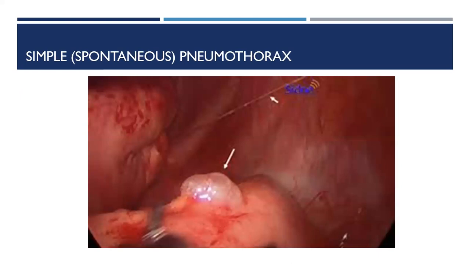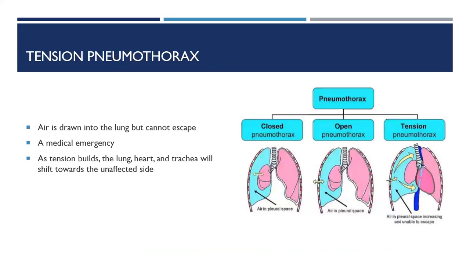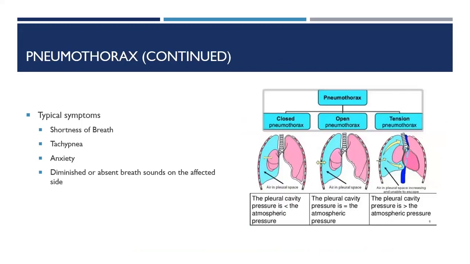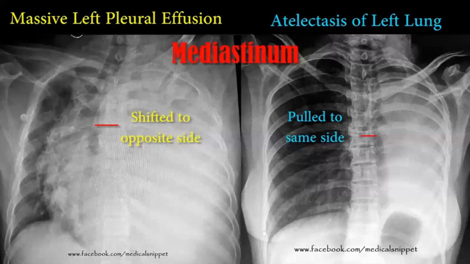So this is what a simple spontaneous pneumothorax looks like. The lung will pull away and then will just pop. Tension pneumothorax, we've talked about. It's a true medical emergency. Tracheal deviation with tension pneumothorax. So with this, your patient is going to be very anxious. They're going to be breathing fast and shallow, and they will have absent breath sounds on the side that's affected.